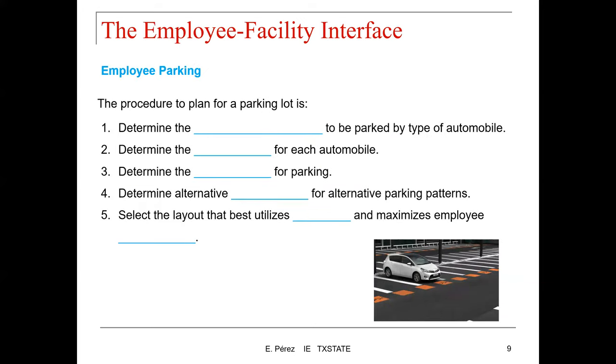So let's start by looking at one of the important aspects, which is the employee parking. The procedure to plan for a parking lot is the following. First, we need to determine the number of cars to be parked by type of car. Number two, we need to determine the space required for each car. Number three is to determine the available space for parking. So if you are going to build a new facility, you need to understand how much of that space is going to be occupied by the actual building and how much extra space you have for parking or other areas of the company. Number four, determine alternative parking layouts for alternative parking patterns. Number five is to select the layout that best uses space and maximizes employee convenience.